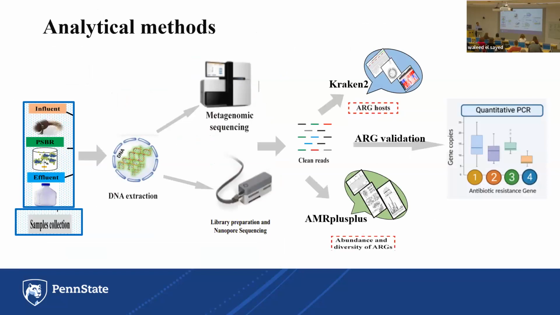In our study, we collected samples from 3 different stages, influent, reactor, and effluent, to understand the fate of antimicrobial resistance genes in our system. The samples were collected as biomass and sent out for metagenome analysis. We did the extraction with the same kits that we used for the metagenome sequencing, and we did the nanopore sequencing.